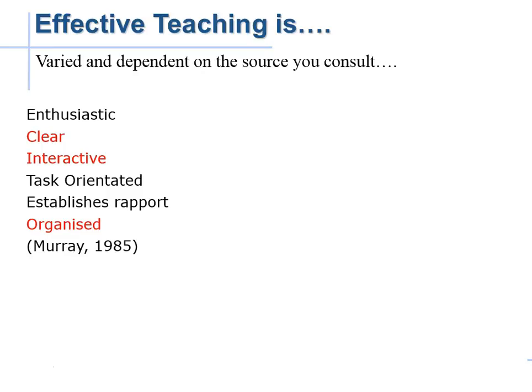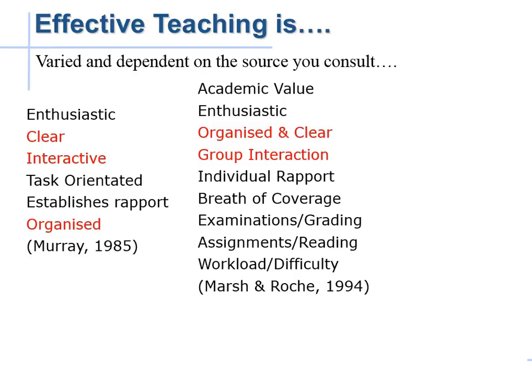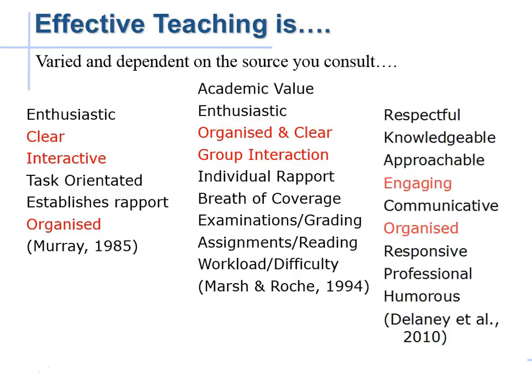I mentioned that we'll have a look, briefly, at what the literature says. It is quite varied depending on the sorts of sources that you consult. Some of the early literature, 1985, said effective teaching was enthusiastic, clear, interactive, oriented towards tasks, about establishing rapport with your learners, and it was organized. And then a later study, 10 years later, had different things coming out, but again we've got this notion of organized and clear and group interaction happening.